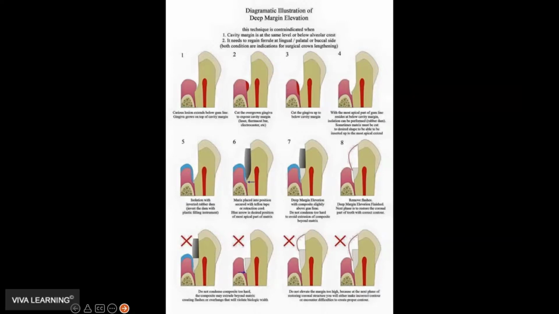And then we have this diagram here, which illustrates deep margin elevation, and it goes through the various steps. Now, one of the key components here is steps 6 and 7. They're in particular very interesting, how you're placing the matrix so that you have proper adaptation. If you're not wedging properly in that area, it's going to be a mess. So your matrix is really very important in that area. So this illustration is really great, and it's from that article that I just showed you a few moments ago.